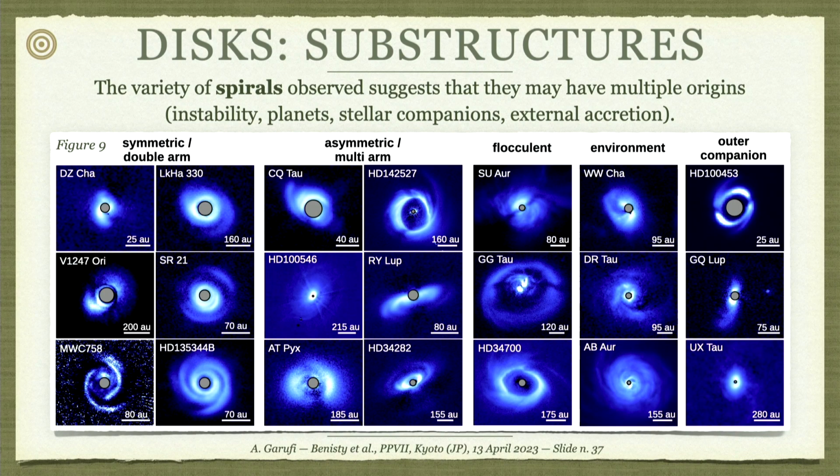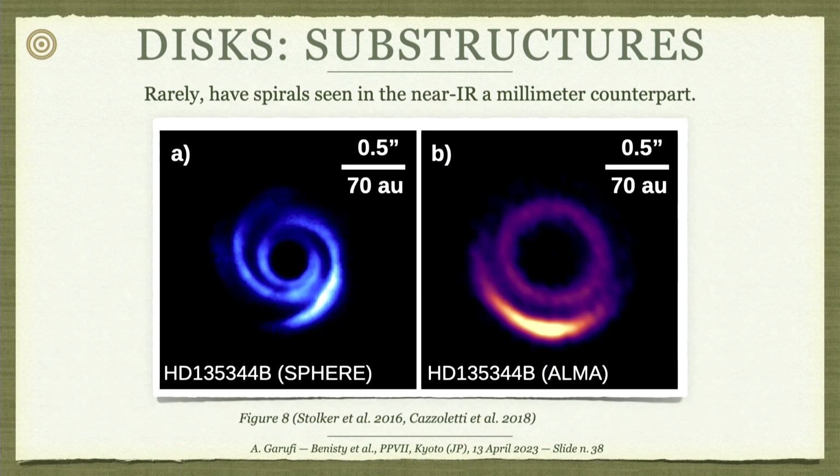And you can see also two different types of spirals. Also, we saw yesterday, the spirals are not really there in ALMA. When we have spirals in the near infrared, we actually have a structure like this in ALMA: two concentric rings, with the outer one, in this case, showing an azimuthal asymmetry.